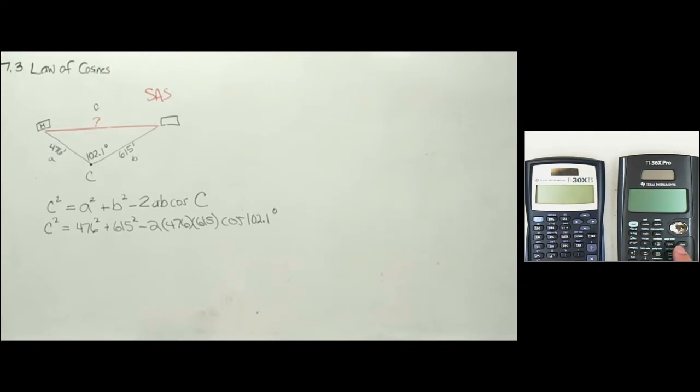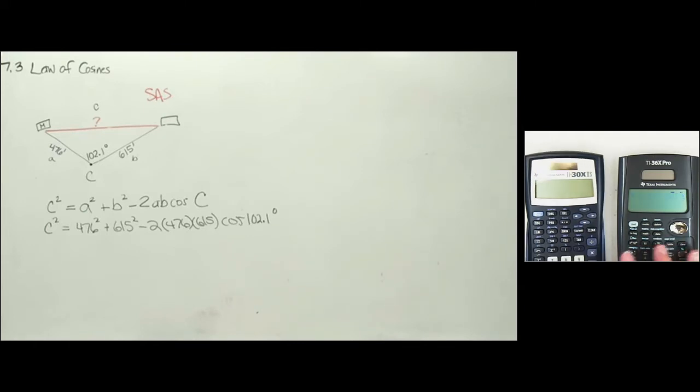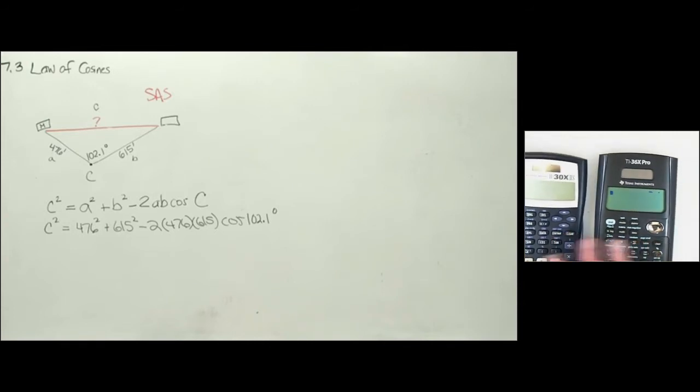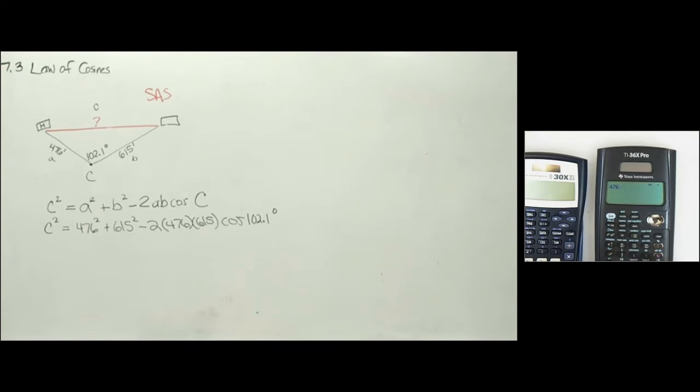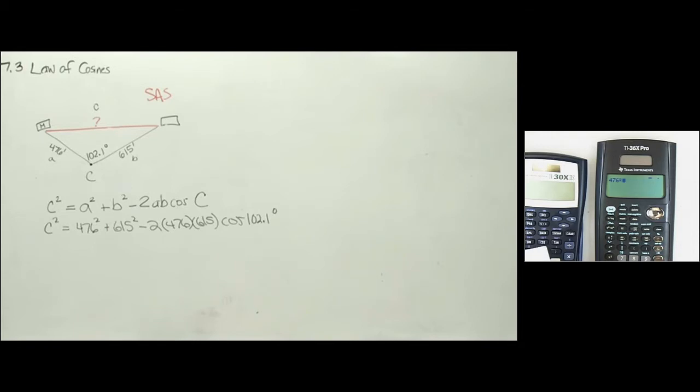All right. So let me clear this out. To type that in our calculator, what you say is what you type. So we're going to type 476, and we're going to hit our square button, plus 615. We're going to hit our square button.